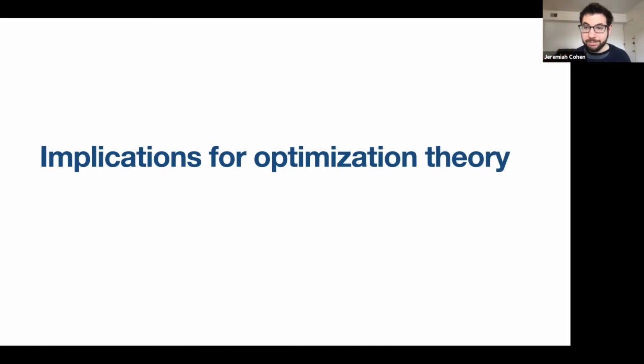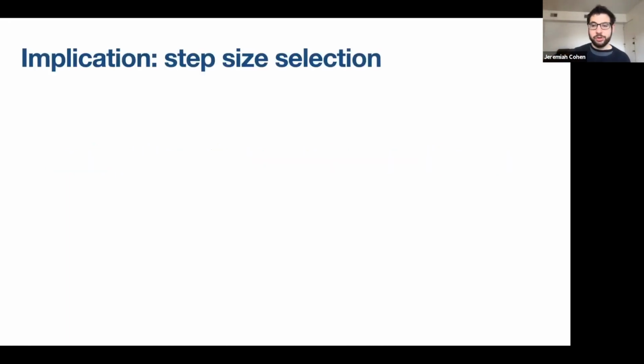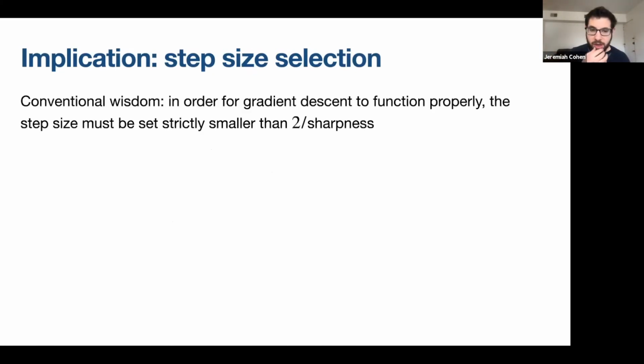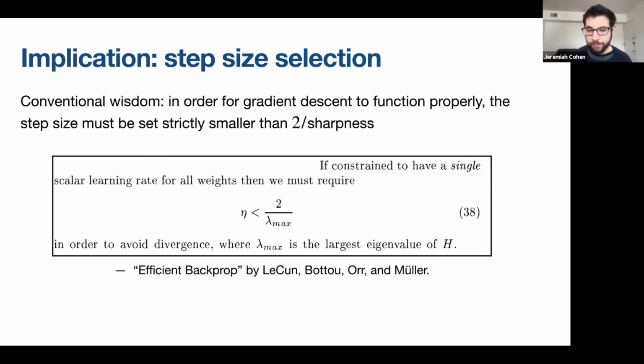Okay, let me talk about some implications for optimization theory. The biggest implication is for the theory of step size selection. The conventional wisdom says that in order for gradient descent to function properly, you need to make sure that the step size is strictly smaller than 2 over the sharpness. That's conventional wisdom everywhere, but here's an example of it. This is from a paper by Yann LeCun and Leon Bottou and collaborators from the 90s called Efficient Backprop. It's a very well-known paper, and here you can see the snippet.